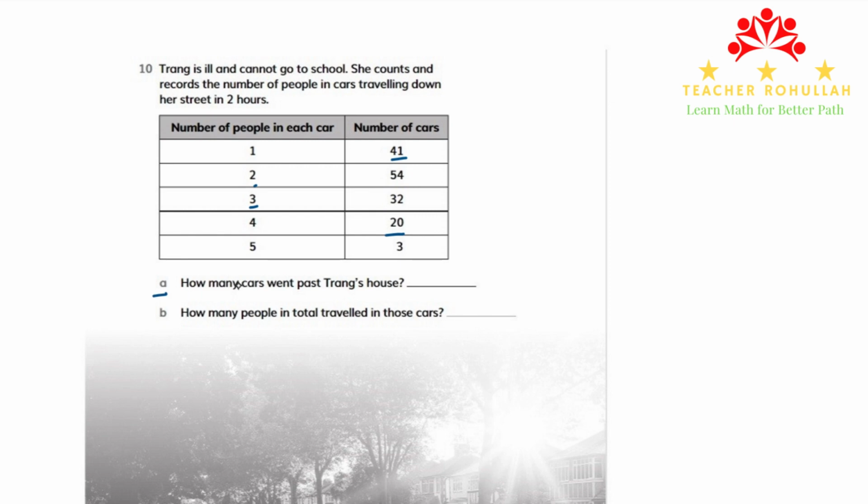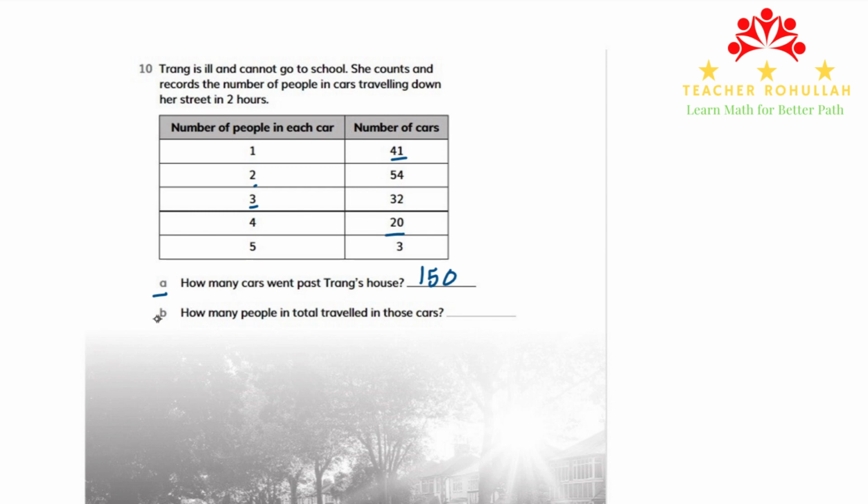In question A, it says, how many cars went past Trang's house? To find how many cars went past Trang's house, we have to add the number of cars over here. So to easily find it, we will consider 41 as 40. 40 plus 50 is 90, and 1 plus 4 is 5, 95. 95 plus 32. So 90 plus 30 is 120, and 5 plus 2 is 7, so 127, 147, and 150. A total of 150 cars went past Trang's house.